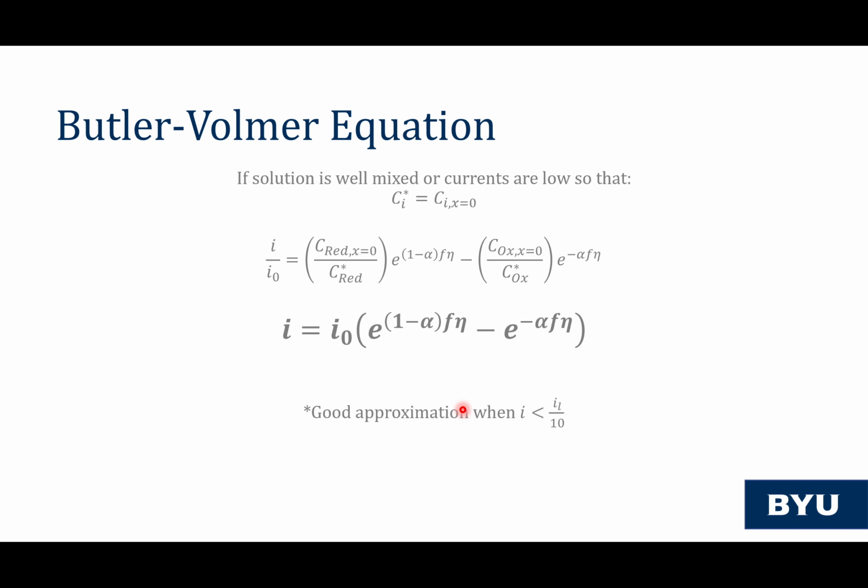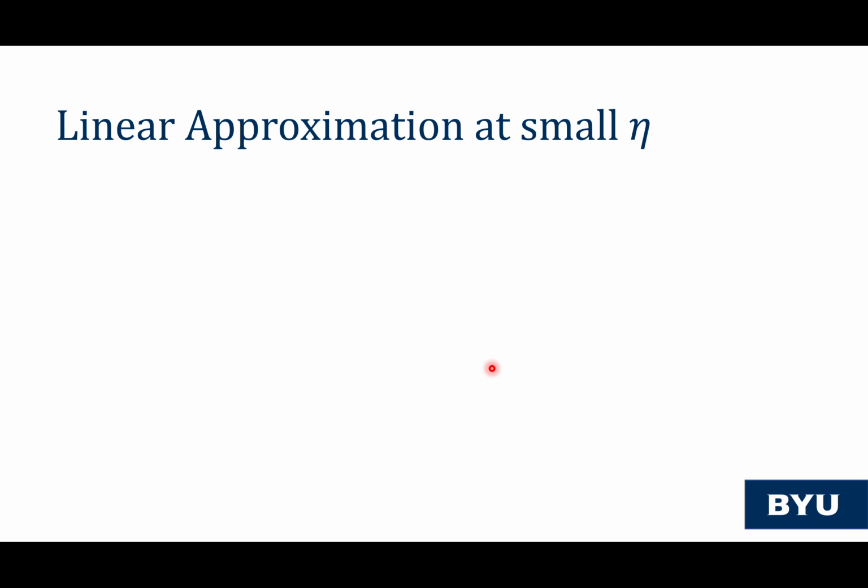And when is this equation appropriate? Well, it's appropriate when we're about 10% or less of the limiting current. So notice the simplicity of this equation. This is one that is used very frequently in reaction kinetics, and we'll be using it to derive a few more useful relations. What happens to the Butler-Volmer equation at low overpotentials?